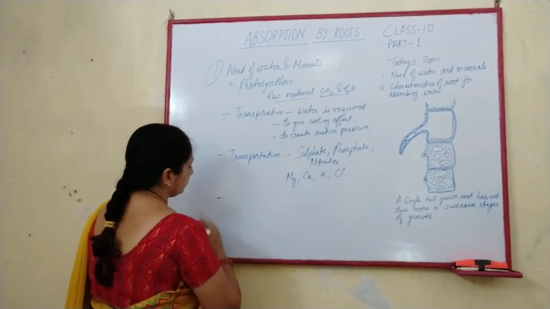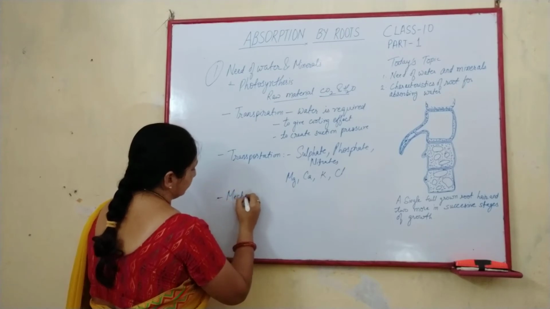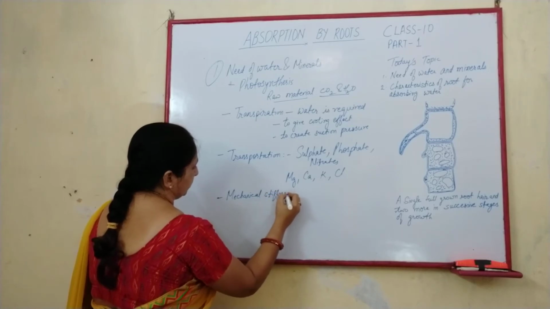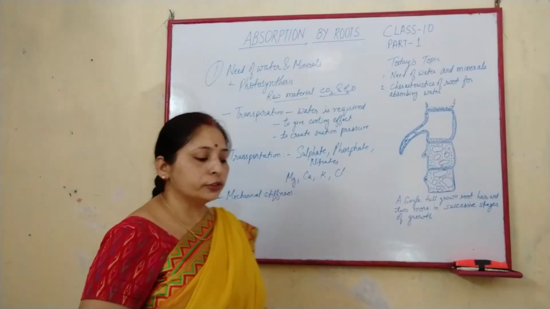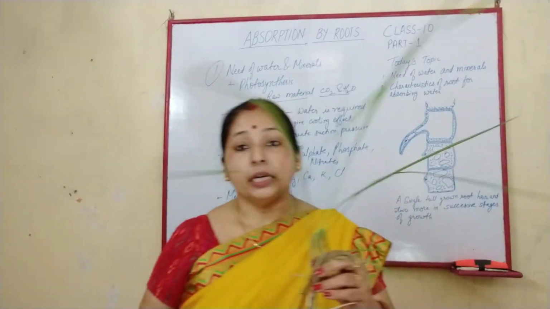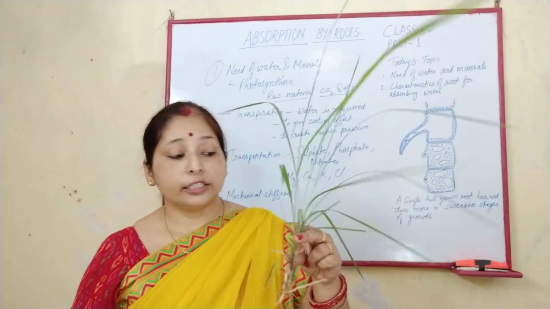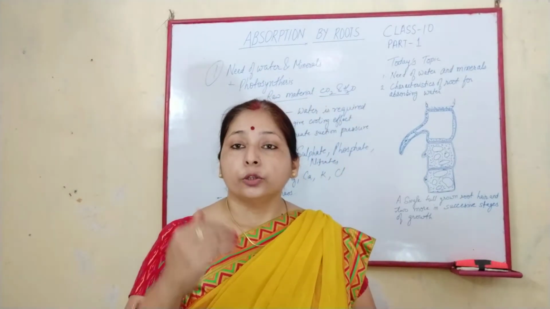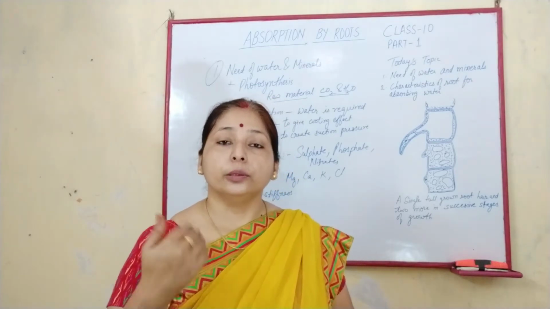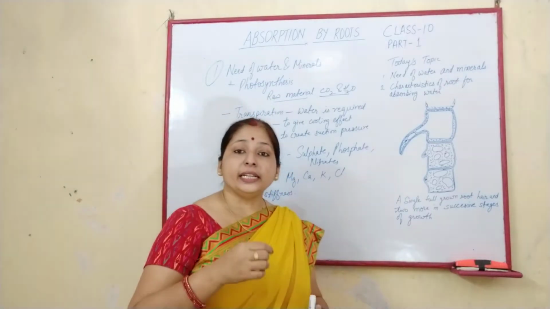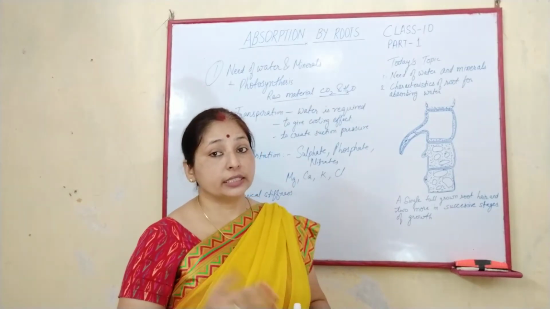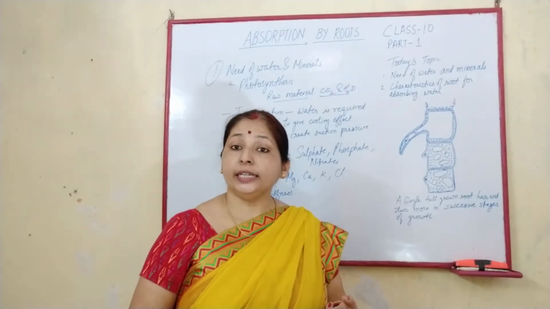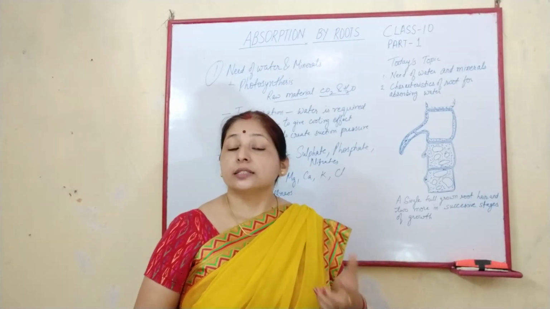Next is mechanical stiffness. As I have shown you this grass plant, it is still stiff. That stiffness is just because of transportation of water from root to shoot. That transportation of water from root to shoot results in creating turgidity in the cell. Turgidity we'll discuss in the latter part of this chapter. So turgidity provides or creates stiffness.